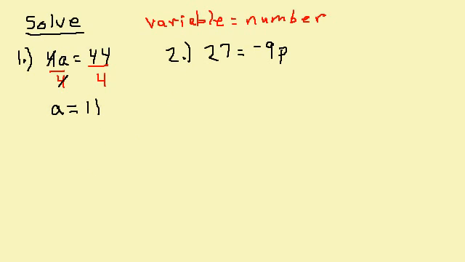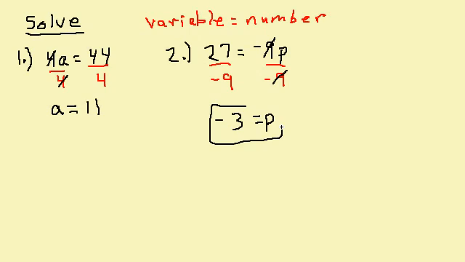Let's take a look at another one. We have 27 equals negative 9p. We want to get rid of the negative 9 in front of the p. So to do that, we're going to divide both sides by negative 9. Okay, and this lets us cancel the negative 9's, so we're left with p equals, and then 27 divided by negative 9, a positive divided by a negative is a negative 3. And there's our answer. Here's our answer on the first one.